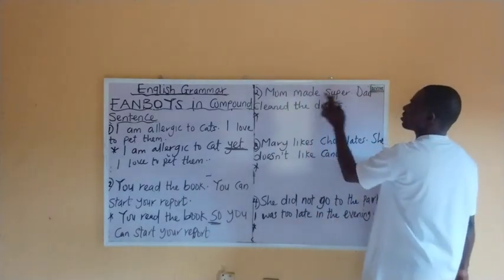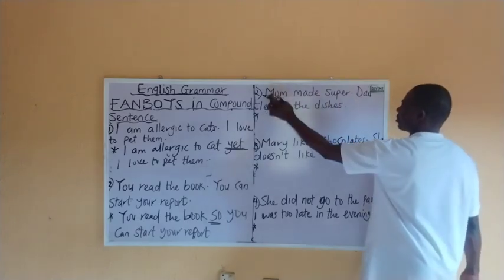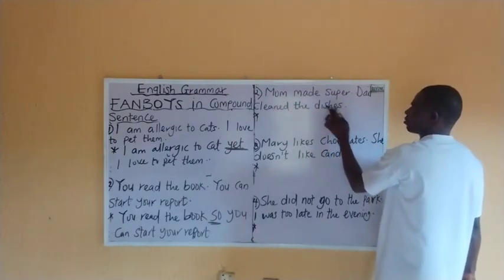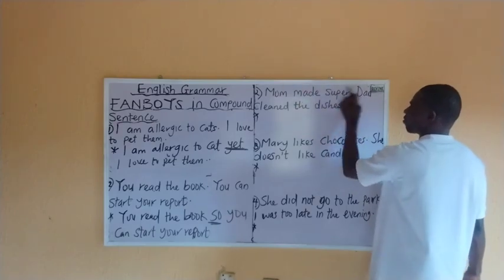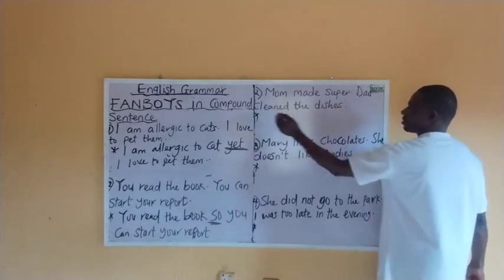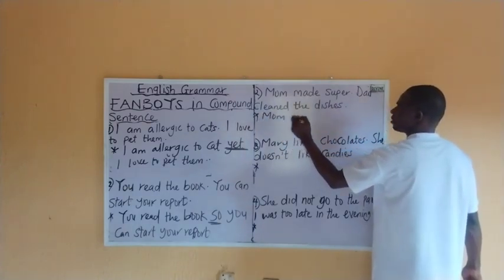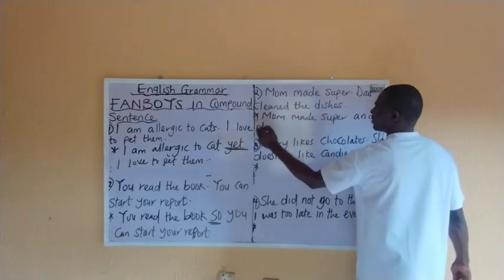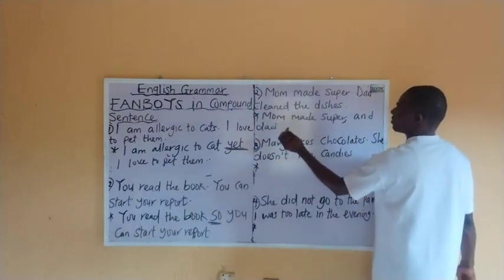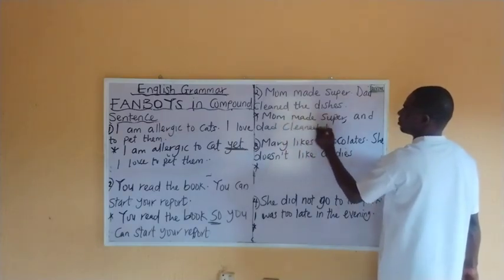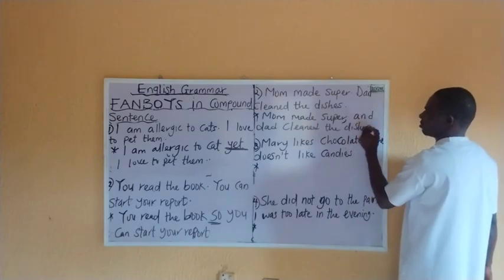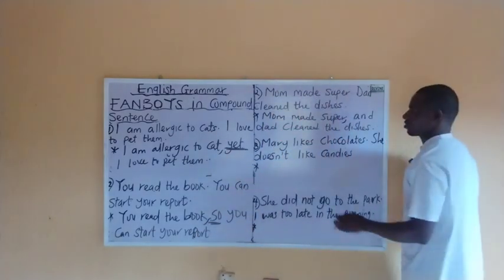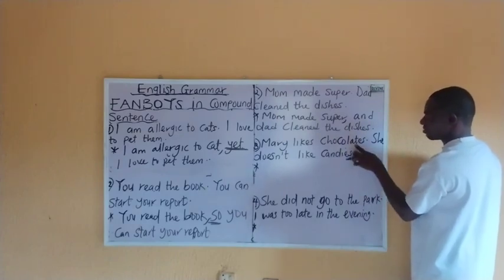Okay, Mom made supper, one part of the clause, which is an independent clause. Dad cleaned the dishes. So these are equal statements, so we are going to use "and." Mom made supper, and dad cleaned the dishes. So we have to use a comma here, then the comma here.